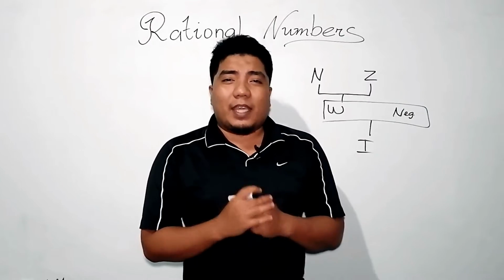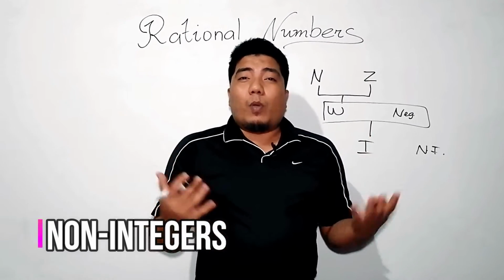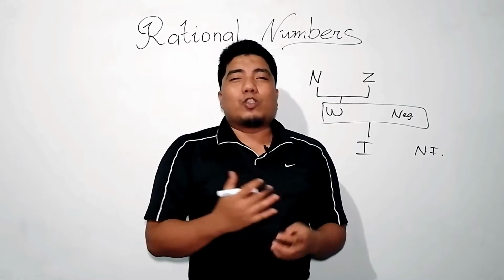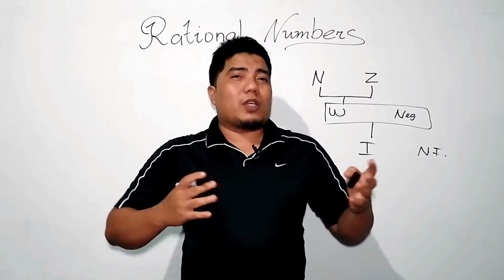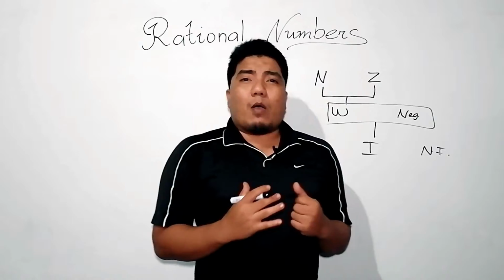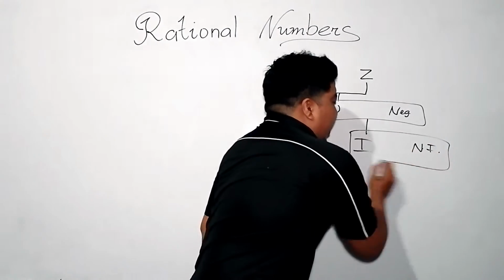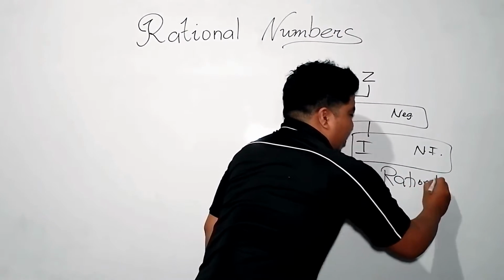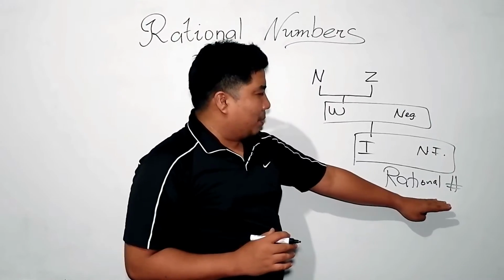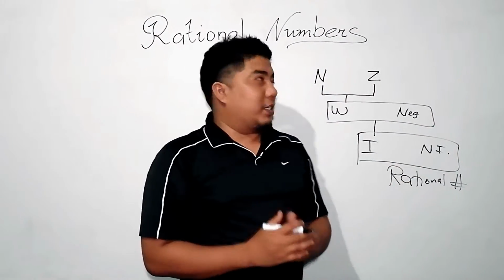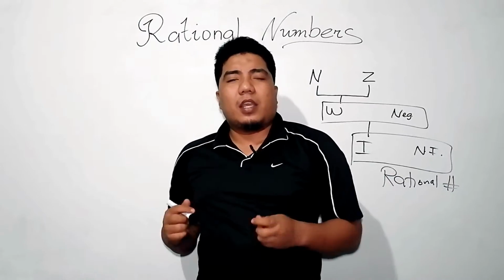Now, the counterpart of the integer is what we call the non-integer. The non-integers are most commonly known as fractions and decimals. So those are numbers like 5 over 2 or 0.25, 0.70. Those are examples of non-integers. Now, if you group the integers and the non-integers, then what you will get is the rational numbers. So, to make the long story short, rational numbers are all of these kinds of numbers. They include the natural numbers, the 0, the whole numbers, the negative numbers, the integers, and the non-integers.